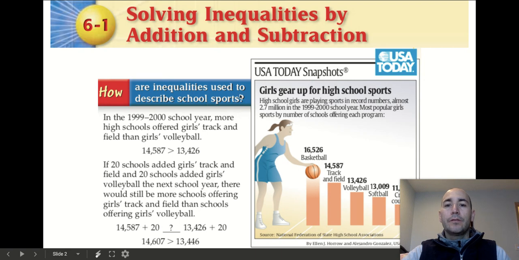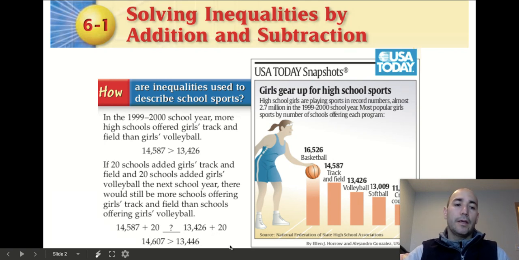So how are inequalities used to describe school sports? In the 1999-2000 school year, more high schools offered girls track and field than girls volleyball. So if 20 schools added girls track and field and 20 schools added girls volleyball the next school year, there would still be more schools offering girls track and field than schools offering girls volleyball. See, if you have 14,587, that's going to be more than 13,426. And if you add 20 to each one, this amount will still be greater than this amount.